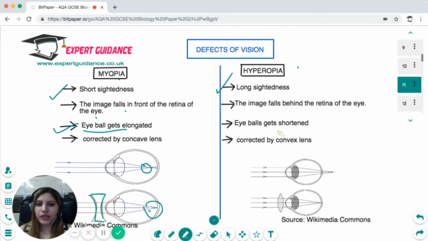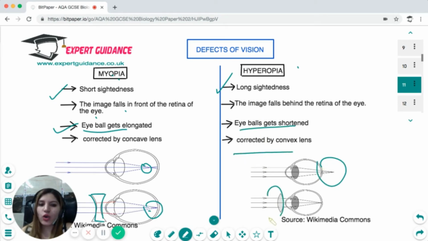In hyperopia, you need to remember the image falls behind the retina. So the eyeball gets shortened and it is corrected by a convex lens. So you should know both these defects of vision.